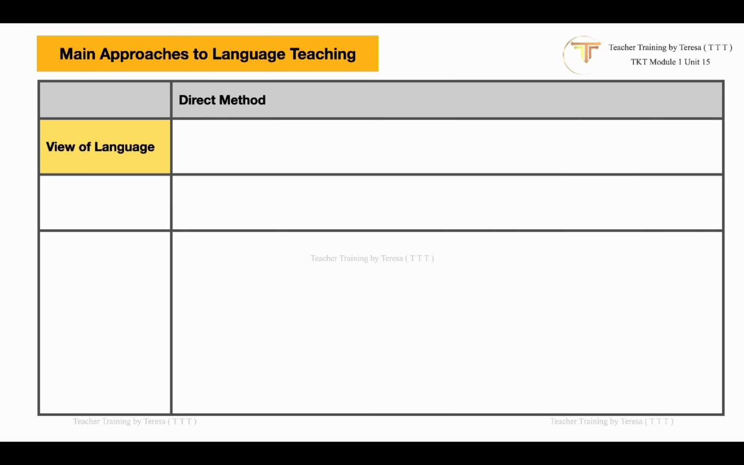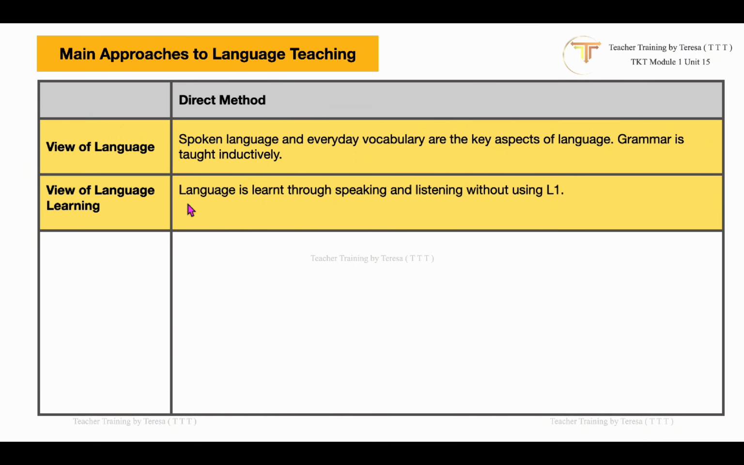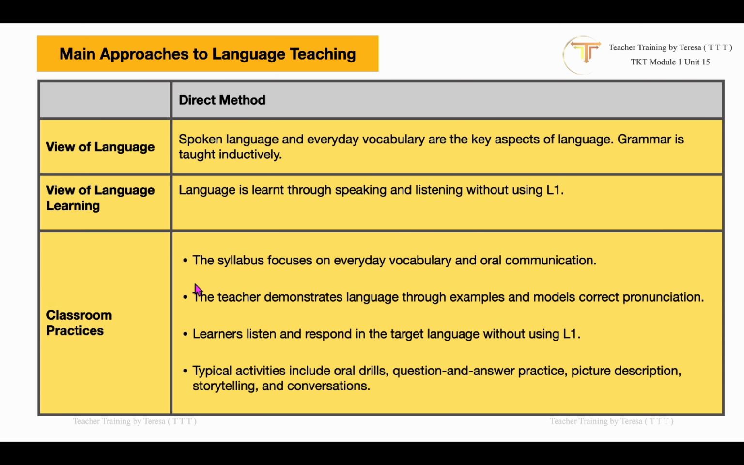Direct method. View of language. Spoken language and everyday vocabulary are the key aspects of language. Grammar is taught inductively. View of language learning. Language is learnt through speaking and listening without using L1. Classroom practices. The syllabus focuses on everyday vocabulary and oral communication.